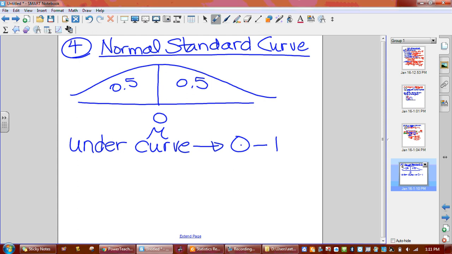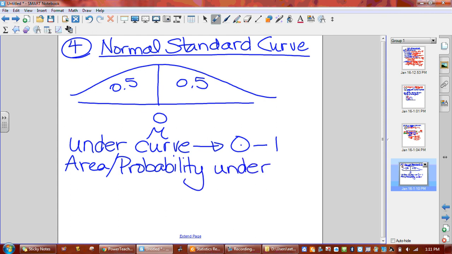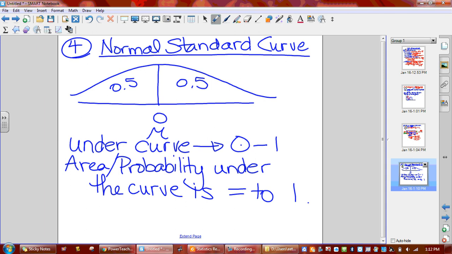Okay? Or they could say the area or probability under the curve is equal to 1. And that is true. It is equal to 1. Because if you add 0.5 plus 0.5, you do get 1. So the probability ranges from 0 to 1, but the whole thing, if I shaded the whole thing, it would equal 1. Okay, and that's what that's talking about. And then we're going to divide it up into its regions. So we're going to go -5 to +5. So I'm just going to give you a moment to write that down.